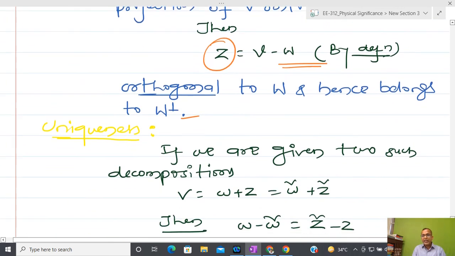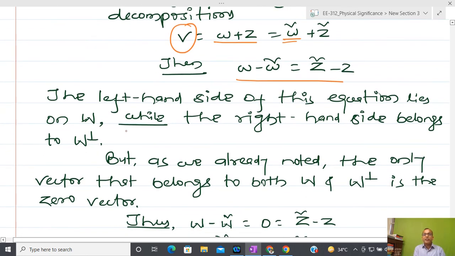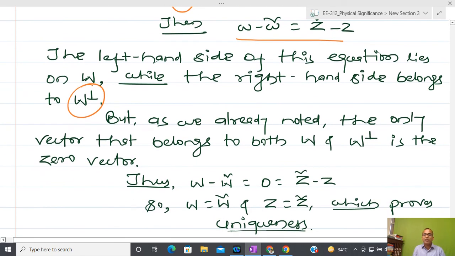It is possible to show that this is also unique. And how to prove uniqueness? You can take a vector and express it as w plus z, and then say that apart from this I have another decomposition, w cap and z cap. After that you can just rearrange, because V I can represent like this and V I can represent like this. If I subtract, then this kind of relation comes into the picture, and it is possible to show that the left hand side of the equation lies in W, while the right hand side lies in W perpendicular, because z is in the perpendicular direction. We have already seen that both are orthogonal to each other, and due to that reason only one vector belongs to both, that is 0. So it is possible to show that this decomposition is also unique.